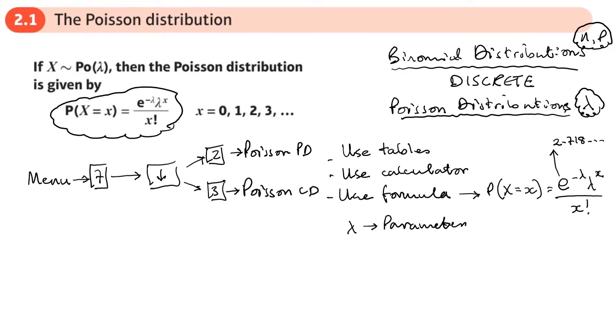So like the binomial, the Poisson PD we use to work out the probability when x is equal to a value. So that's an alternative to using the formula. It does the same thing. Whereas the Poisson CD, that's a cumulative probability, and just like binomial, it gives you the probability up to and including a value. So if we want to work out the probability greater than a value, we need to do 1 minus, just like we did with the binomial.